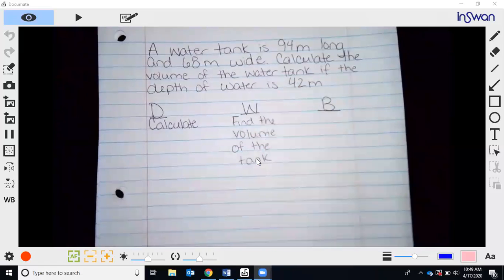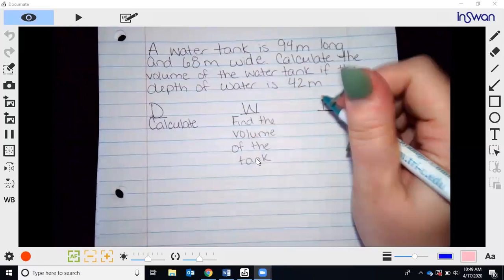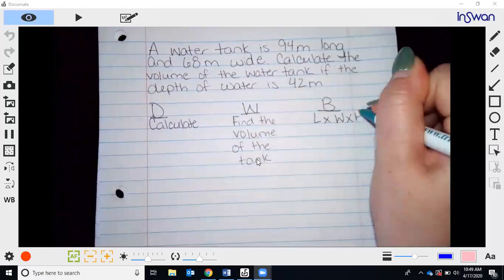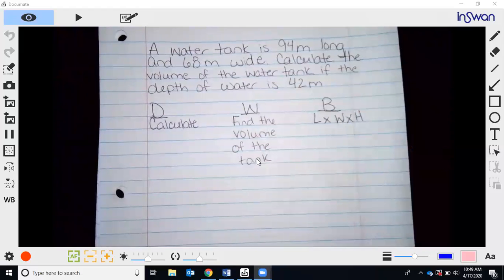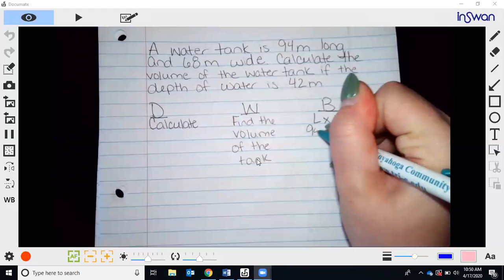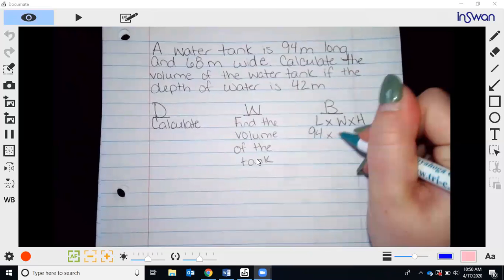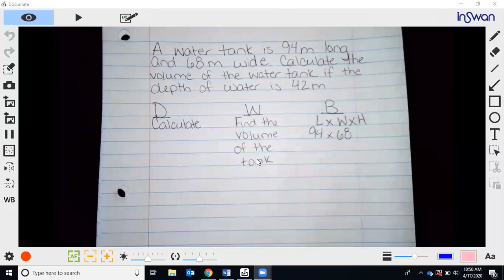And then how to set that up is going to be using the volume formula. We use length times width times height. Volume is to determine how much can fit inside of something. So when I look up there, I see that the tank is 94 meters long. It's 68 meters wide. But then I didn't see anything about height.